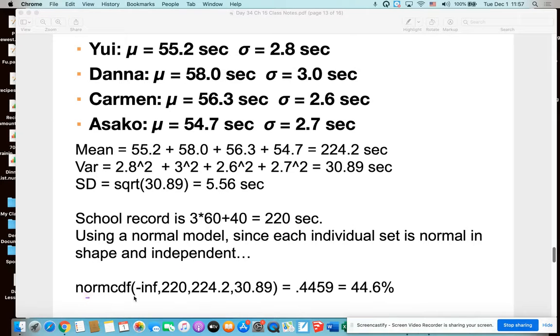So I just use my normal CDF on my calculator like we used to, go from negative infinity up to 220, put in your mean and your standard deviation for this situation, and you get 44.6%. So they have a really good chance of breaking the record this year, especially if they do more than one meet, right? This is just the probability for one meet, just a one-time shot, right? So if they do it again and again, then they even have a better chance.